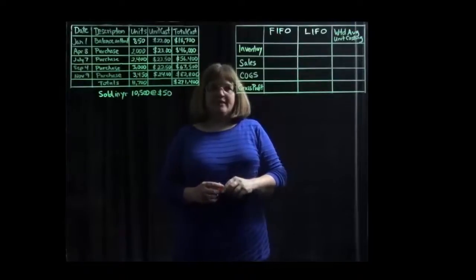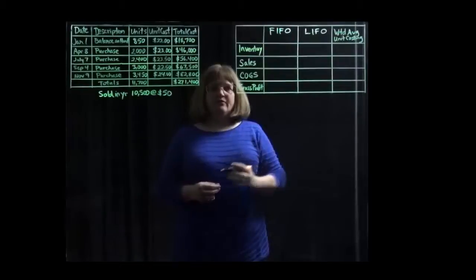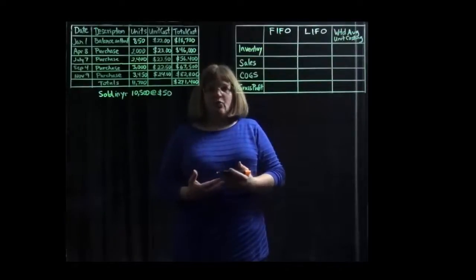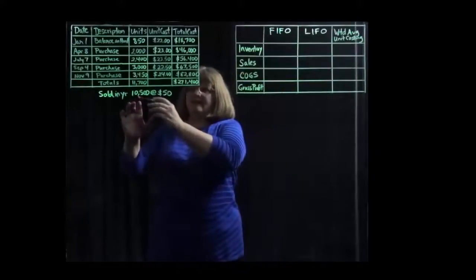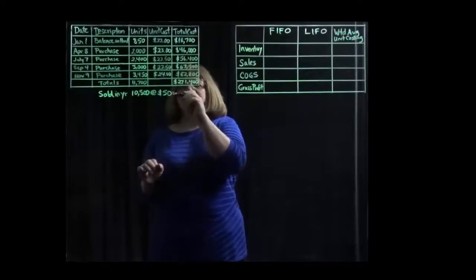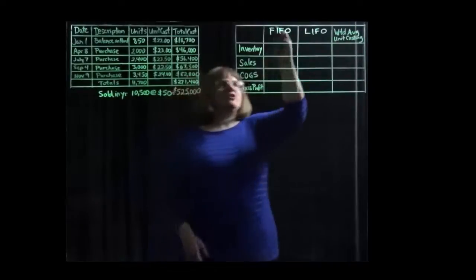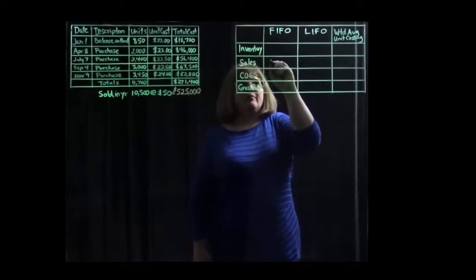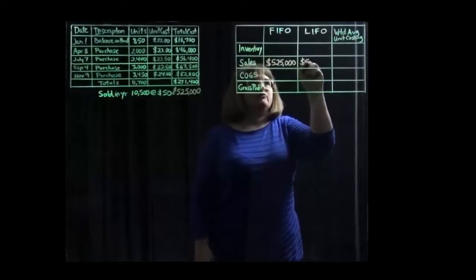unit costing method. First, we realized that the dollar value of sales for our income statement doesn't depend on what inventory costing method that we use. We simply take this 10,500 units at $50 each, and we recognize that that is $525,000. And that's going to go on our income statement as sales, no matter what costing method we use.